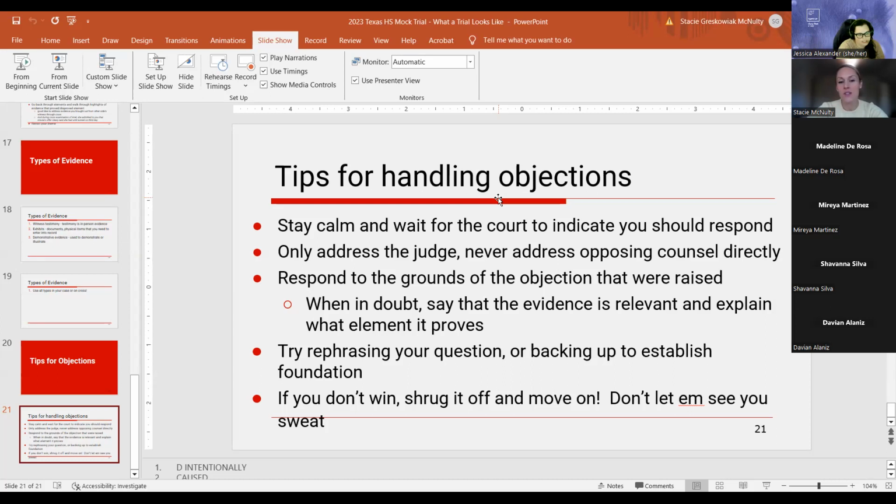And I think the rephrasing, be prepared to back up to establish foundation. Those are things you prepare, but also knowing what points you need to prove, what you want to hit on direct. And if you're having a really tough time, if objections are being sustained and you can't get something in that you want to, move on to the next point you need to make and try to circle back.